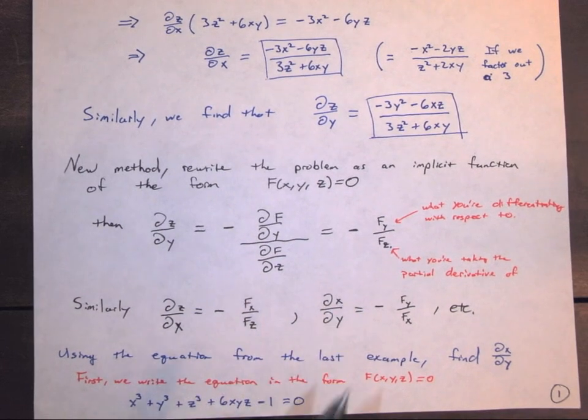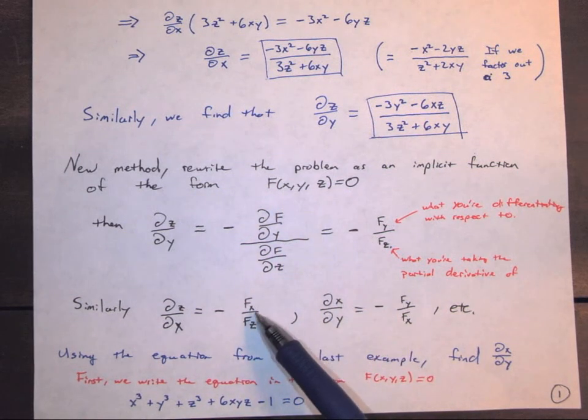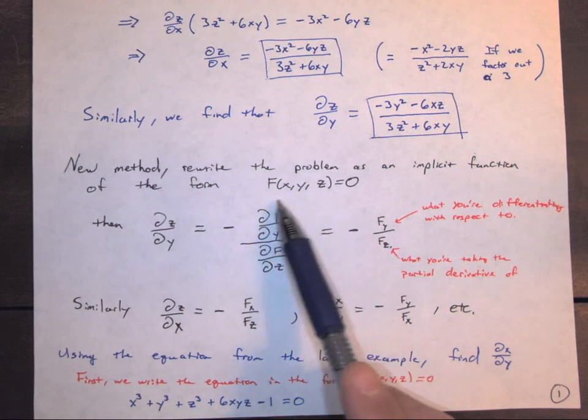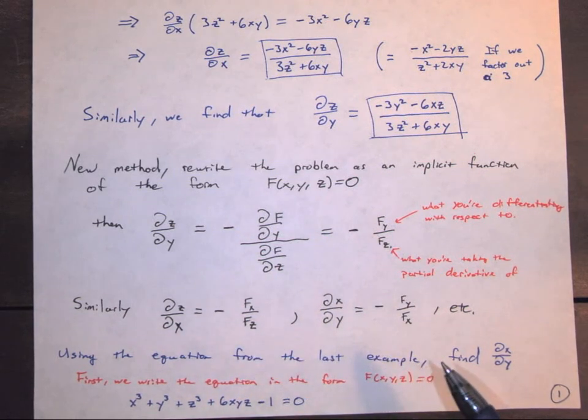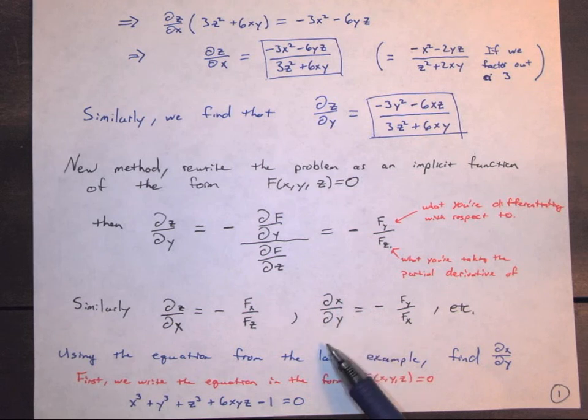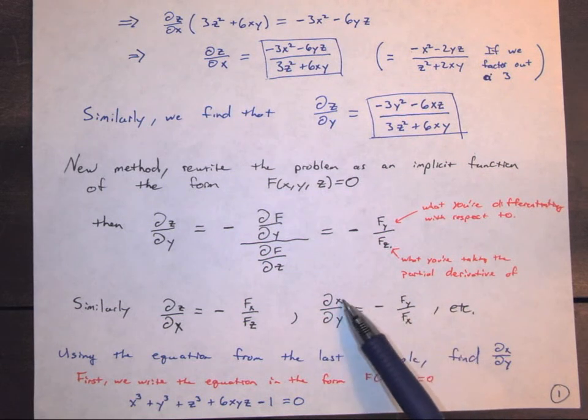If I want to find the partial derivative of z with respect to x, then I take the partial derivative of this F function with respect to x, divide by the partial derivative of this F function with respect to z, put a negative out front. And the same is true for the partial derivative of x with respect to y. I get minus F sub y over F sub x. And again, these are both partial derivatives. So the variables just switch places.